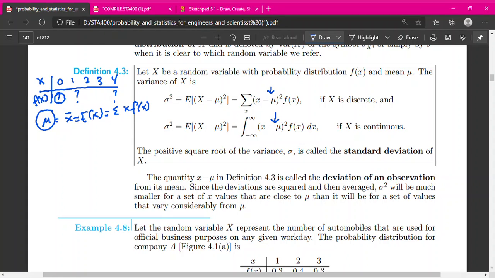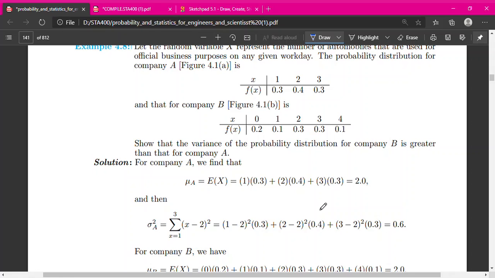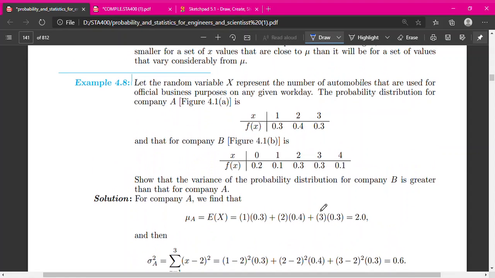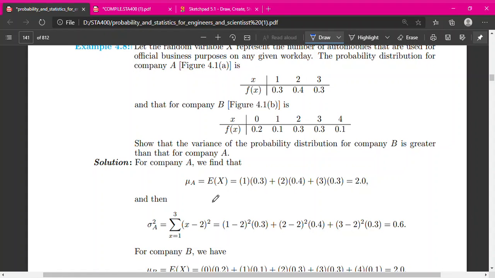Okay, so ini variance. Kalau nak cari standard deviation, okay, notationnya sigma. Just square rootkan the value of sigma square yang akan dapatlah standard deviation. Okay, contohnya dekat sini. Let x represent the number of automobiles that are used for official business purposes of any given workday. The probability distribution, company A is this one, and the company B is this one. Okay, show that the variance of the probability distribution for B is greater than the for company A. So dia nak kira kedua-dua lah untuk tengok which company having the greater variance.